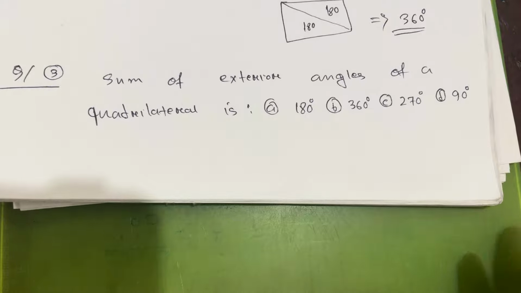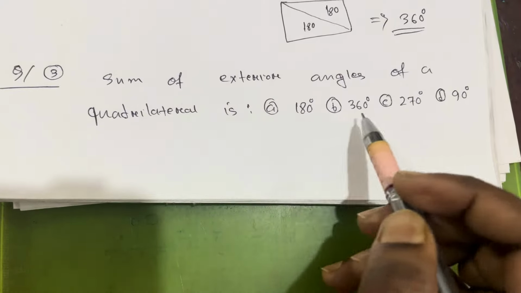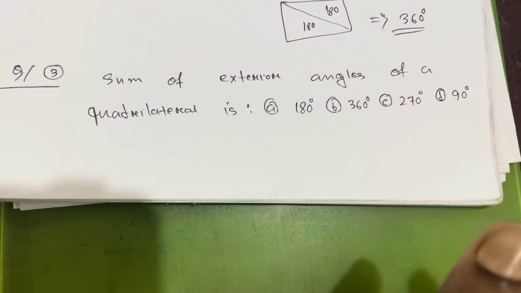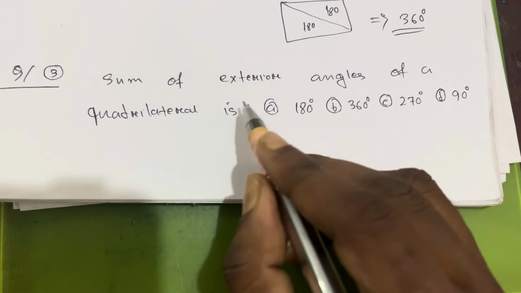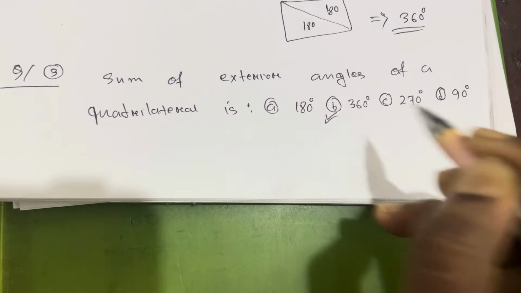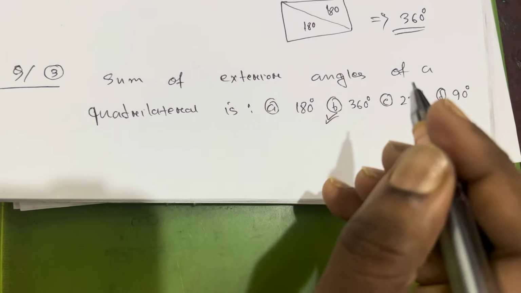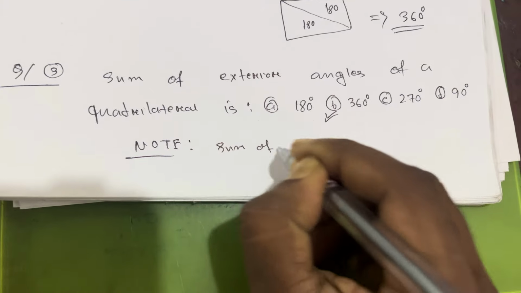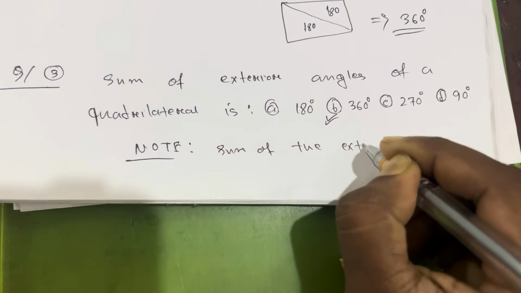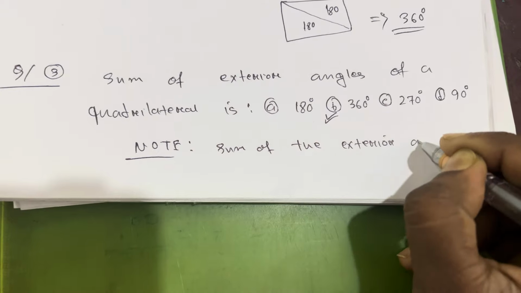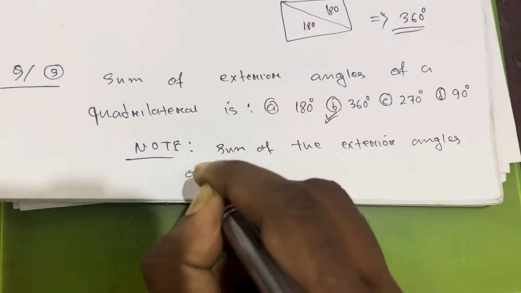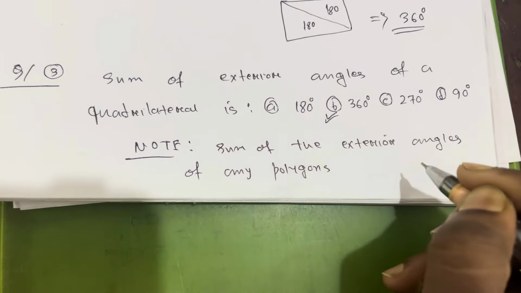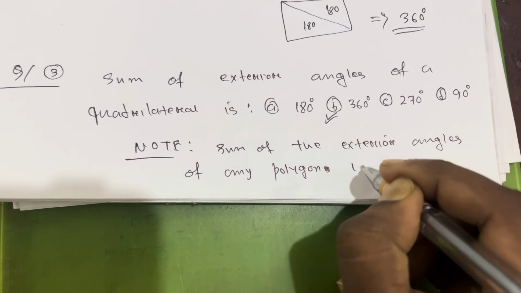So question number 3. The sum of the exterior angles of a quadrilateral is 180, 360, 270, or 90. This is very obvious. The sum of the exterior angles of a quadrilateral is always 360. Always remember, the sum of the exterior angles of any polygon is 360 degrees.